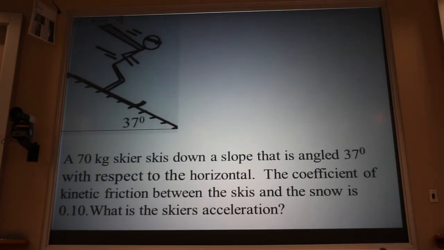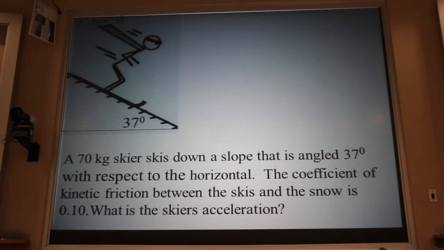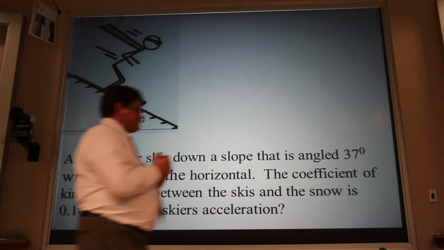Okay? Now, I was hurrying because I wanted to get to this sample problem. This sample problem is very, very similar, by which I mean almost the same, as two of your homework problems. And you will definitely have a problem like this on the midterm. You have a 70-kilogram skier skiing down a slope that's angled 37 degrees. On your exam, it'll be 53 degrees. The coefficient of kinetic friction between the skis and the snow is 0.1. What is the skier's acceleration?